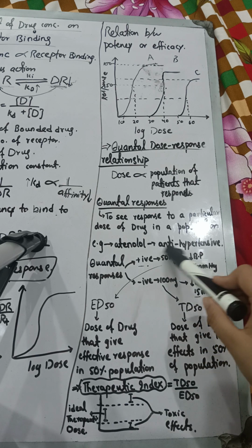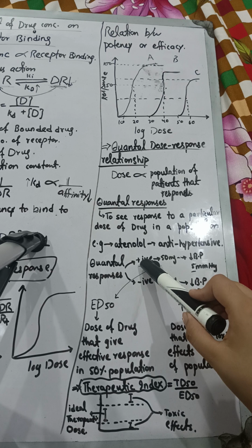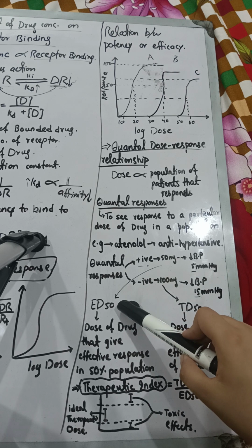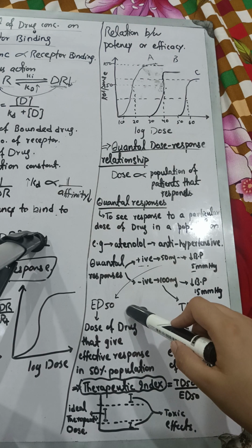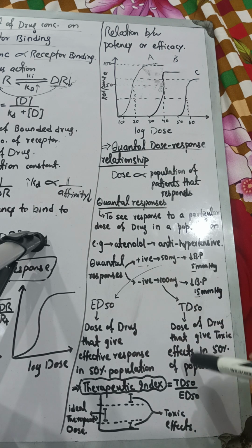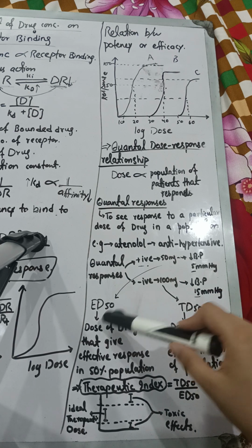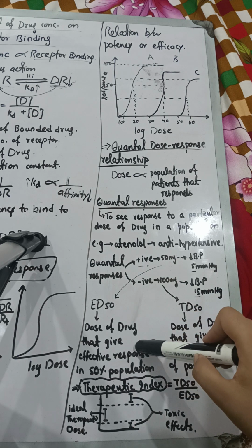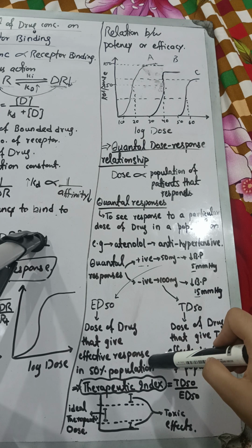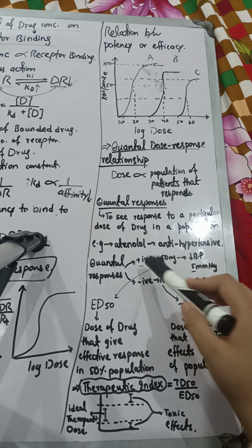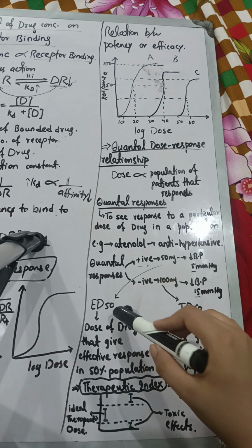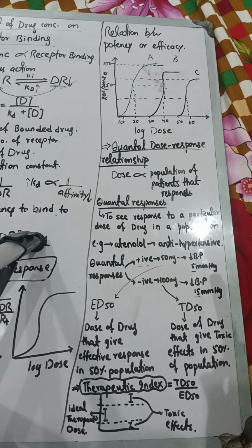So the concentration of drug which is giving you a positive response, this concentration of drug is called ED50. And the concentration of drug which is causing negative response, this concentration is called TD50. So ED50 is the dose of drug that gives an effective response in 50% of your population. That in 50% of the population you have got a positive response, and this dose is representing that it is very good, you can give it to the patient.